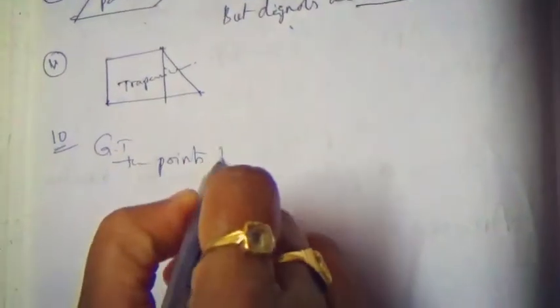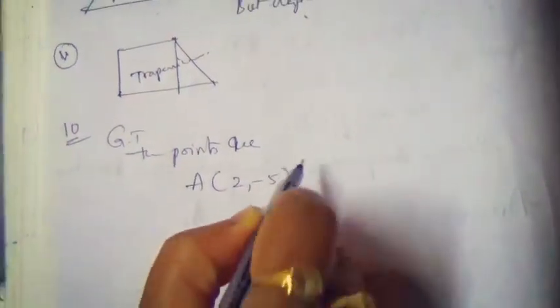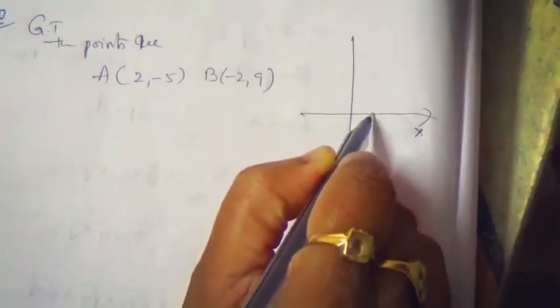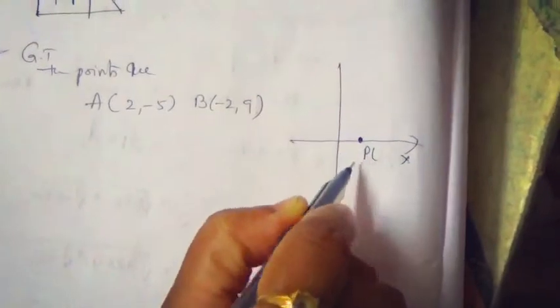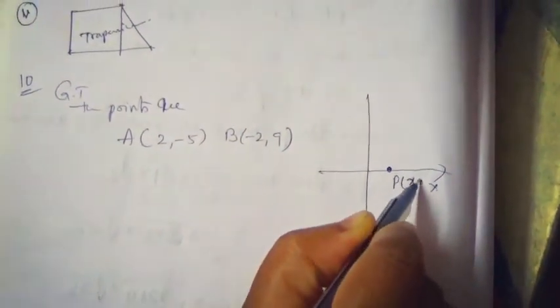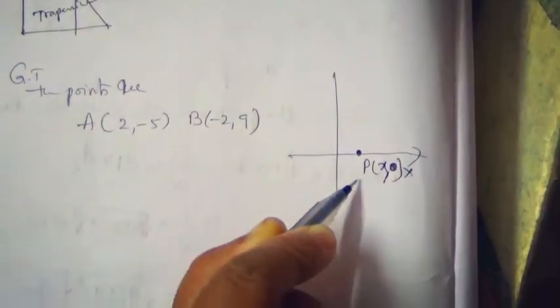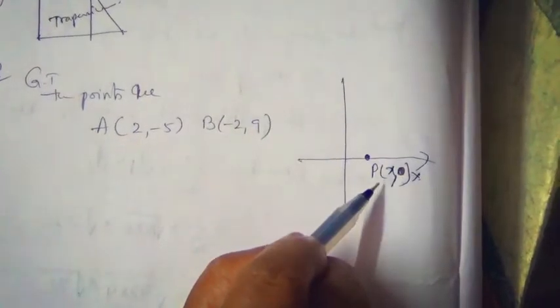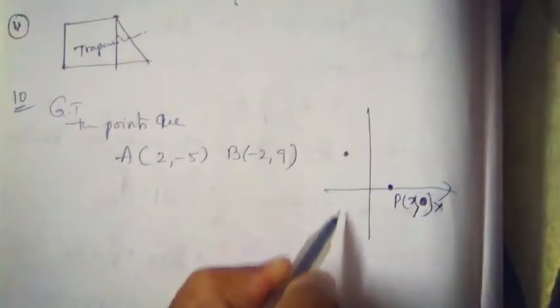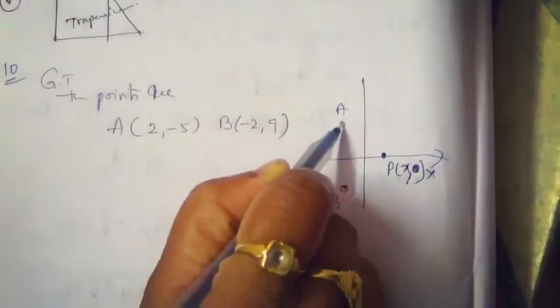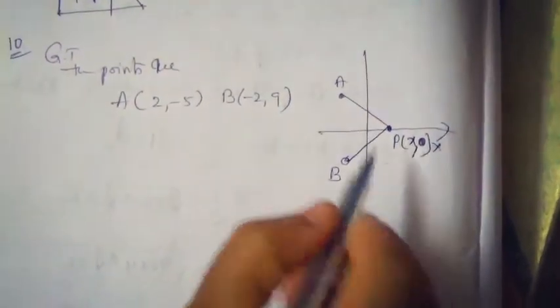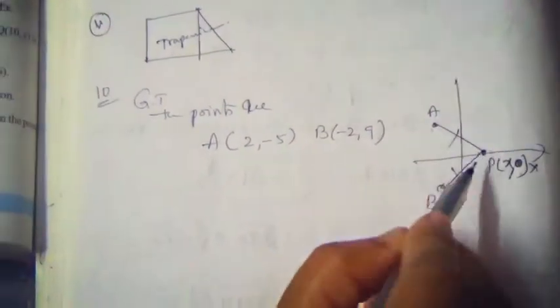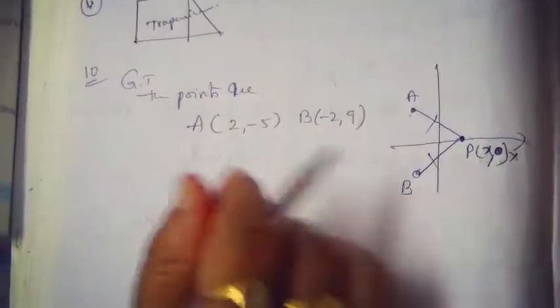So hence look here. Given that the given points are A (2, -5), B (-2, 9). But the point which lies on x-axis, when the point lies on x-axis, the y coordinate is 0. That's why I am taking this point P as (x, 0). And here we have 2 points, that is A and B. These two are at equal distance from point P. These 2 points are equidistant, AP and BP. These two are equal.